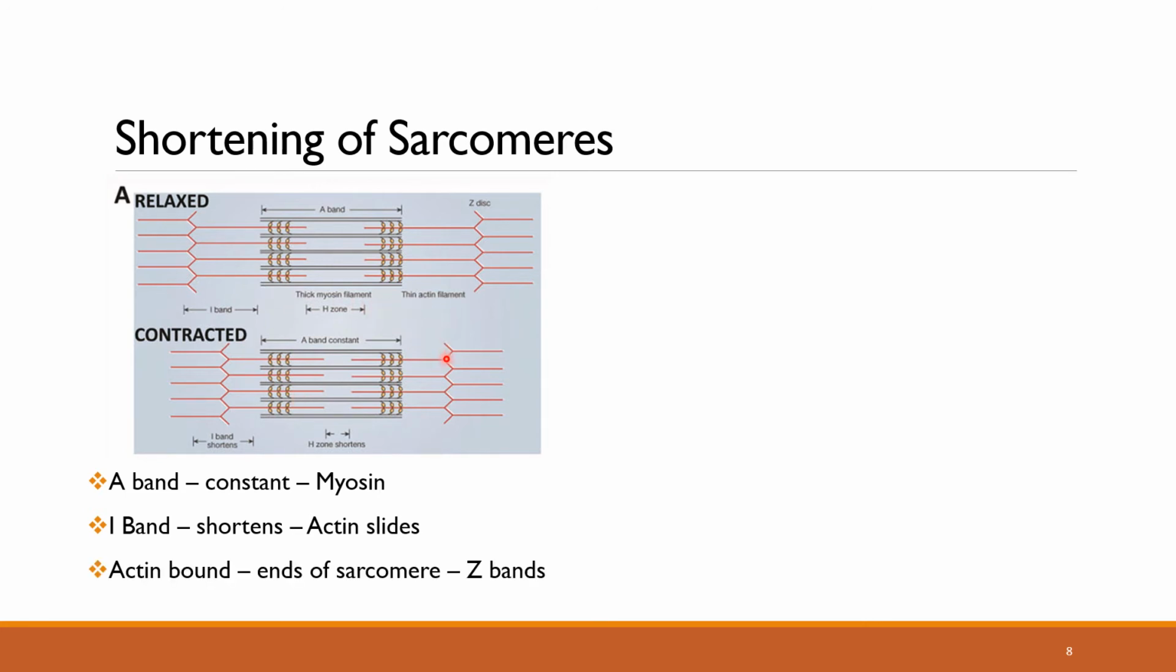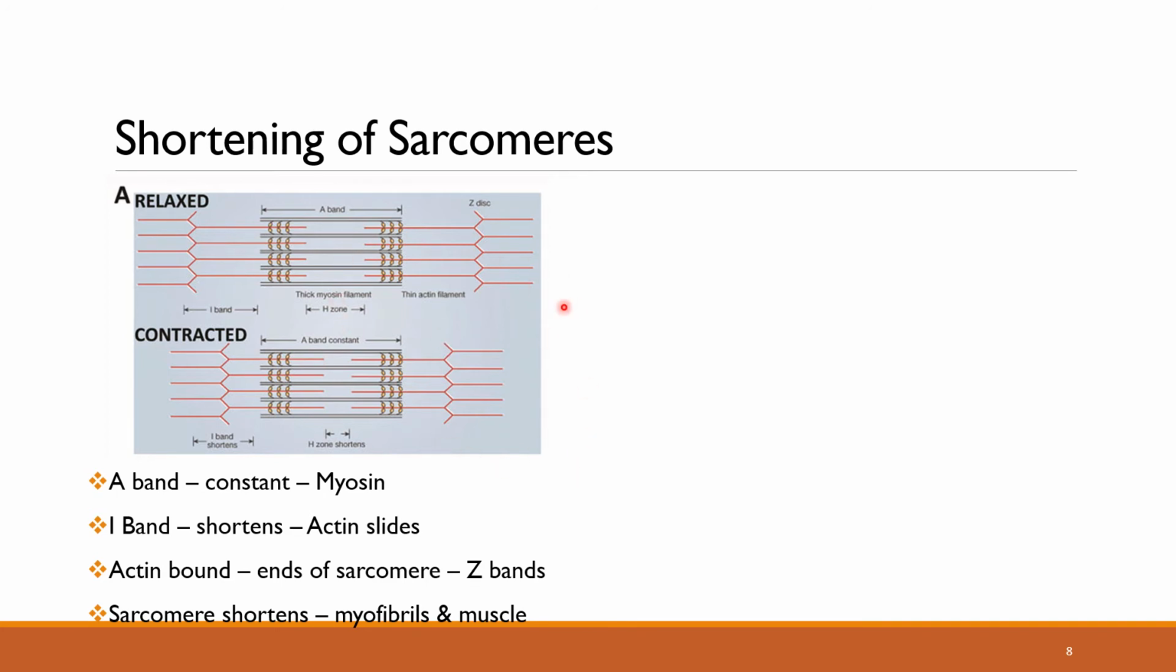And at the end of the sarcomere, the actin is bound to the Z bands. This region that you see is called the Z bands. So when this happens, the sarcomere shortens because the I band shortens, resulting in the shortening of myofibrils, leading to the muscle contraction. So the entire muscle becomes short, which is called contraction of muscles.